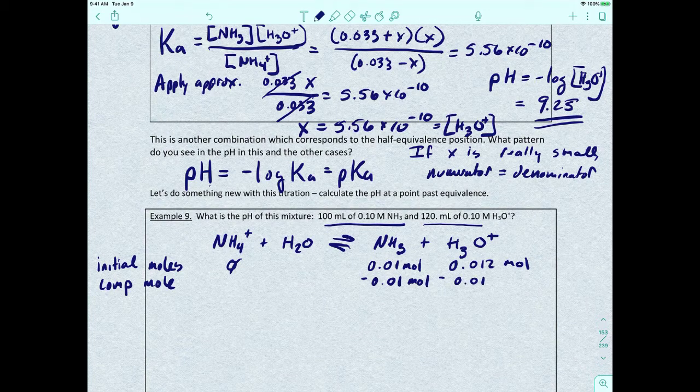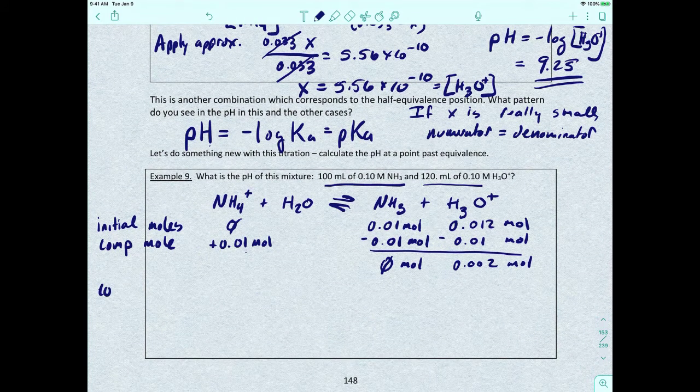So take 0.01 and subtract everything from that, but we're also going to add 0.01 to the NH4 plus. So you're going to get no ammonia left. You're going to have 0.002 moles of acid left, and then you're going to have 0.01 moles of NH4 plus left. So at the completion molarity here, we're going to take 0.01 moles and divide it by 100 plus 120, so the volume, that's going to give you 220 milliliters, or 0.220 liters. That should give you a concentration of 0.045 molar. For NH3, that concentration is 0 because there's nothing left.